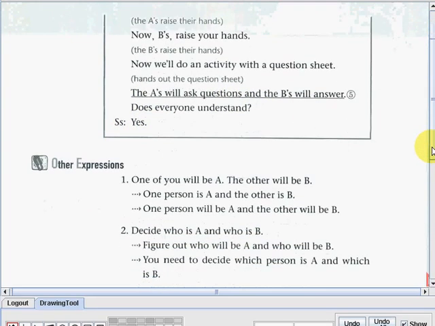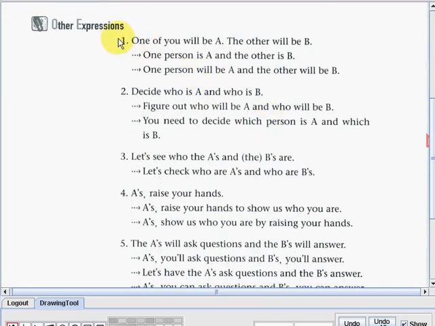Now let's try to study the other expressions this time, starting from number 1. One of you will be A, the other will be B. The teacher could also say one person is A and the other is B. Or one person will be A and the other will be B. So it just means the same thing. Number 2, we have the expression decide who is A and who is B. The teacher can also say figure out who will be A and who will be B. Or you need to decide which person is A and which is B. Number 3, we have let's see who the A's and the B's are. Or let's check who are A's and who are B's.